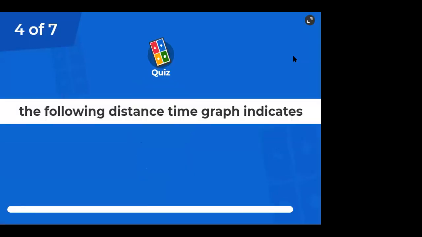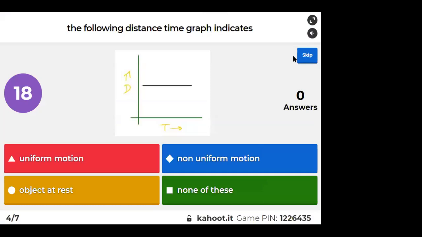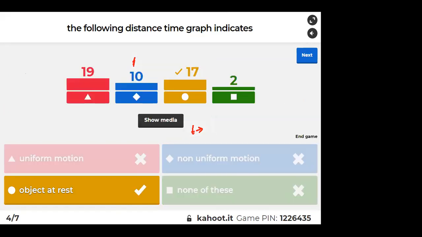The following distance time graph indicates. Now tell me, so this is what? This is time and this is distance. Tell me, is distance changing with time? Time is changing, but is distance changing? Think about it. Very good, everyone.